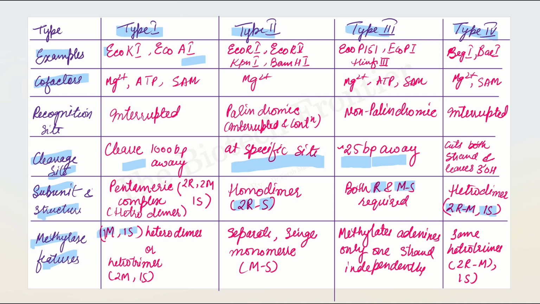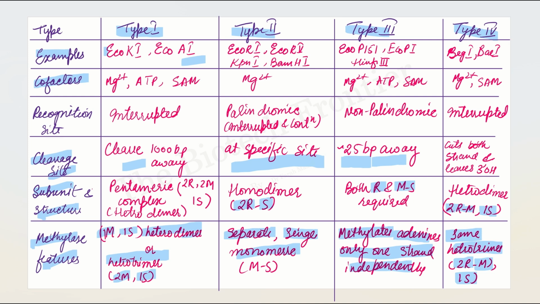The last is the methylase feature. 1M and 1S act as a heterodimer here, and the heterotrimer is 2M and 1S. Type 2 carries two separate subunits and acts as a single monomer. Next is type 3, which methylates adenines. So it cuts only one strand independently. The fourth one is the same heterotrimer, that is 2R, M, and 1S. R is the recognition, M is the modification, and S is the specificity.